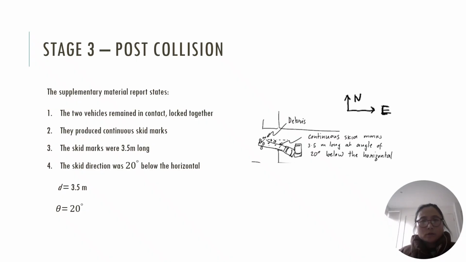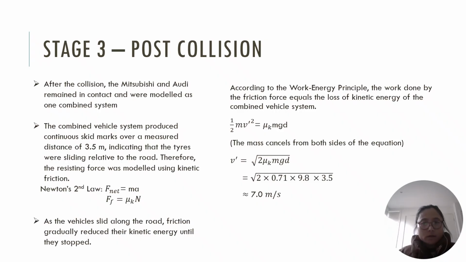According to the report, after the collision, the two vehicles remained locked together. They produced continuous skid marks over a distance of 3.5 meters at an angle of 20 degrees below the horizontal. Because the tires were sliding rather than rolling, the resistance force was modeled using kinetic friction. In stage 3, we used the work-energy principle, so the work done by friction equals the loss of kinetic energy of the combined vehicle system.